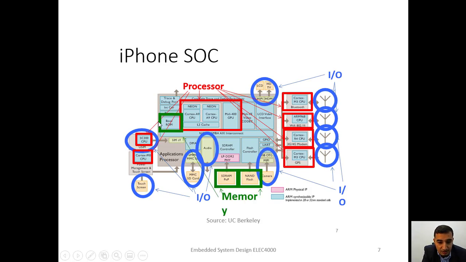We have memories, which is the boot ROM and the SD RAM and the NAND flash. All of these are memories inside the phone. So if you think about it, a mobile phone is having a lot of things happening on the same chip. That's why it's called a system on chip. Each module is coming from a different manufacturer.